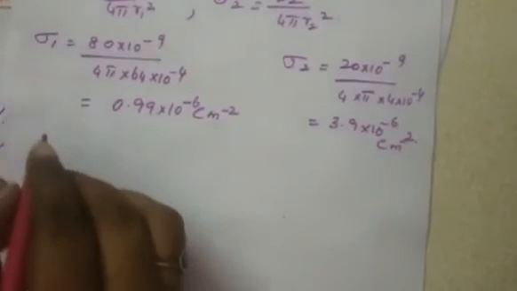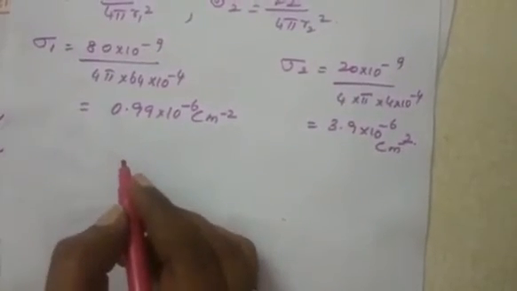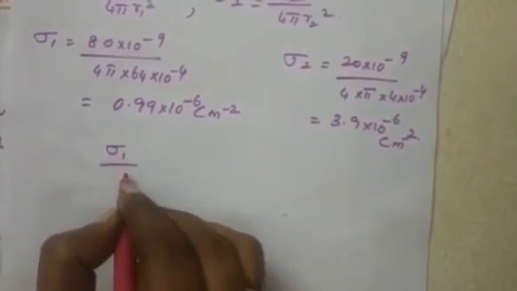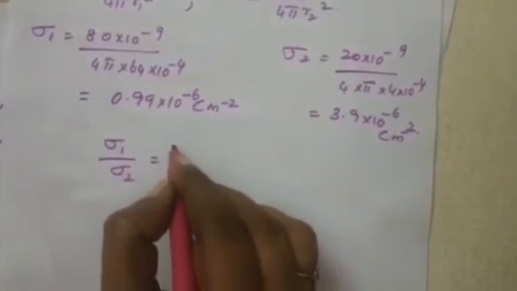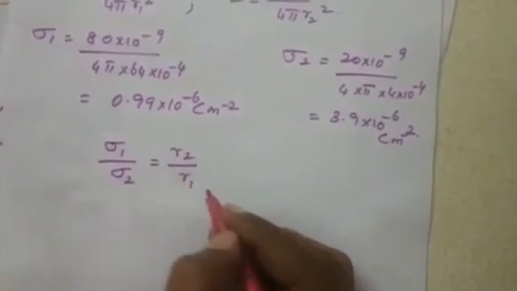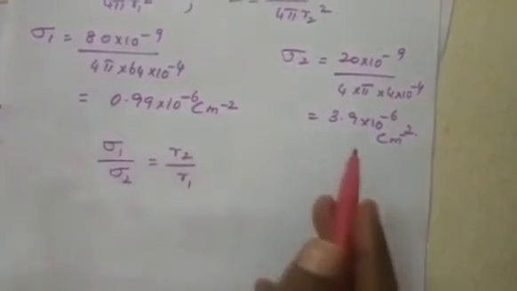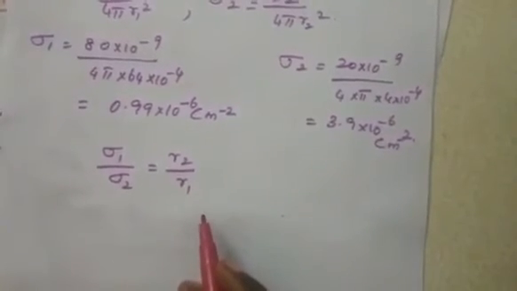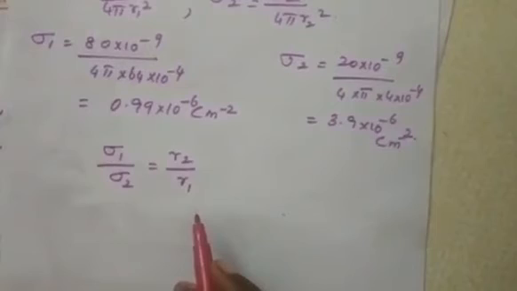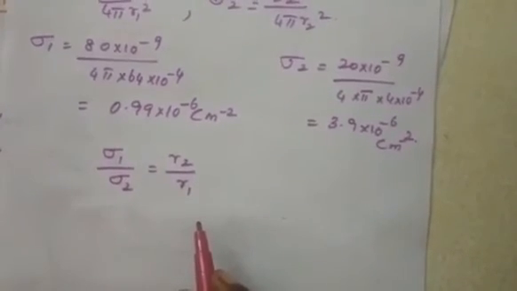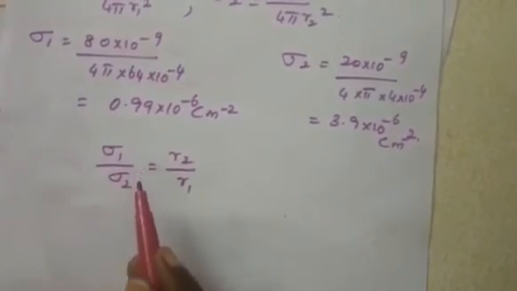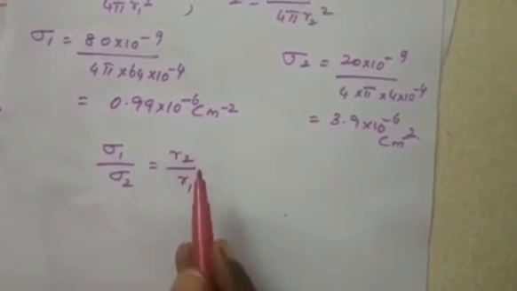Then from the equation 1.113, we already know that sigma 1 by sigma 2 is equal to R2 divided by R1. When we are substituting the sigma 1 and sigma 2 and we are substituting the value R2 by R1, we are getting the same value. So the surface charge density is greater on the smaller sphere compared to the larger sphere, which confirms the result sigma 1 by sigma 2 is equal to R2 by R1.